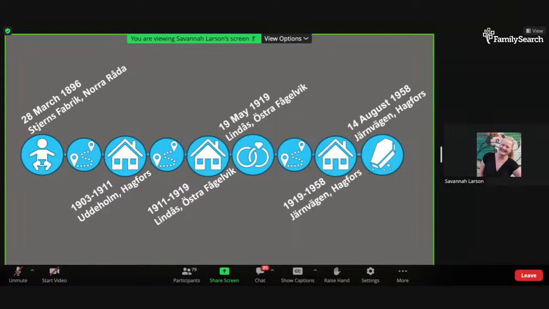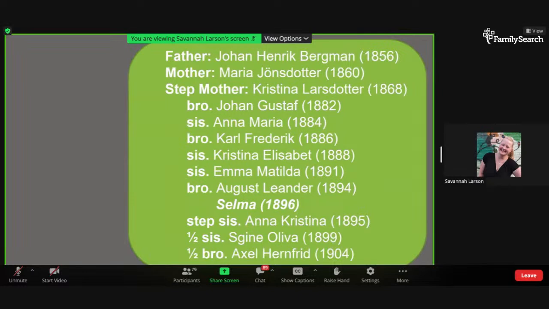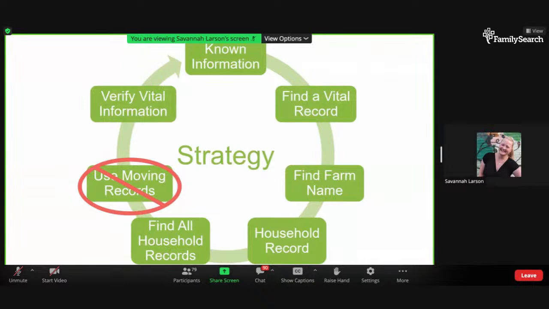We were also able to confirm her family: her father, her mother, a stepmother, along with several brothers and sisters, a half brother, a half sister, and a stepsister. So we were able to add all of these people to our family tree based on the cycle strategy for one person. The next step would be to confirm the information about these people and start moving forward with the research for the next generation. So we did finish our cycle and verify all of the vital information for Selma, and now we can move on to the next.